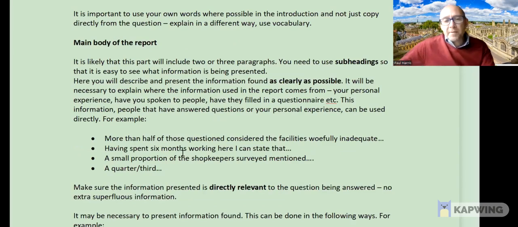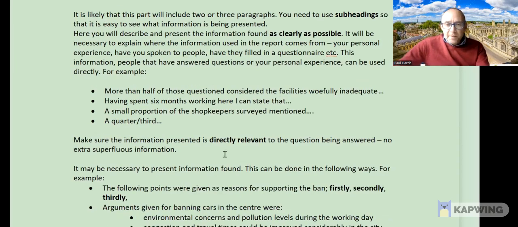Okay, you could present a questionnaire to people, which they fill in. There could be a survey where you ask people certain questions. So at the beginning, sentences like this might well be necessary. Okay, more than half of those questioned considered that the facilities were not adequate. Okay, if you're giving personal experience: having spent 6 months working here, I can state that the facilities are not adequate. We can say here, a small proportion of the shopkeepers in the town surveyed mentioned that the roadworks were a considerable burden, etc.